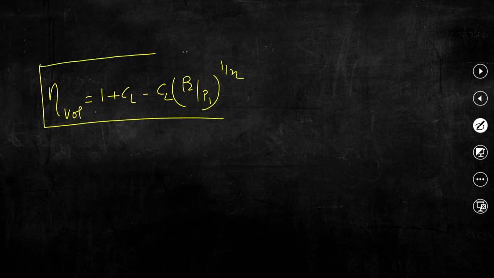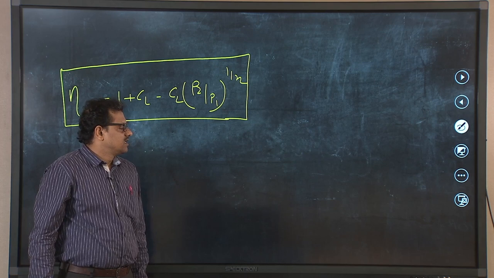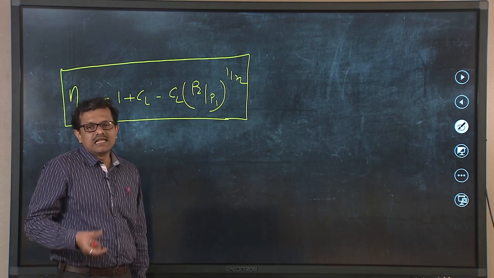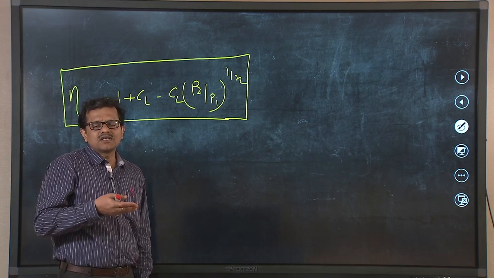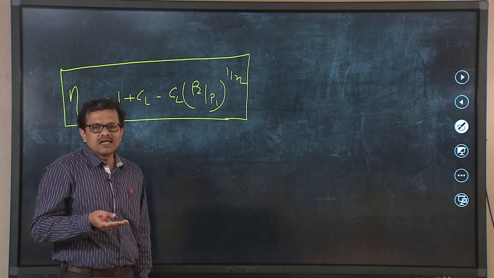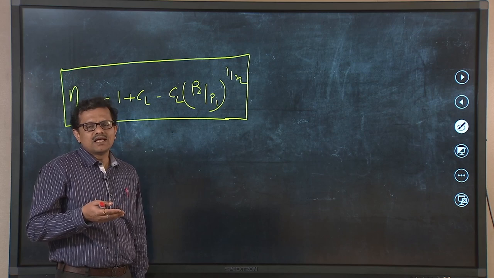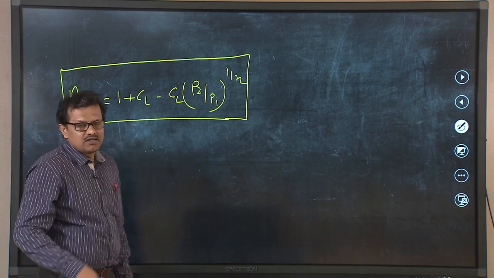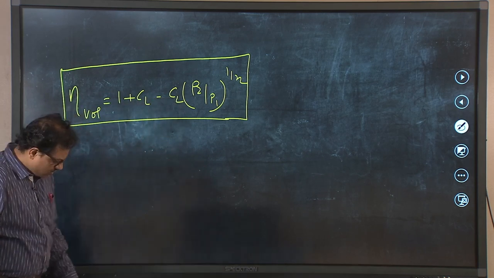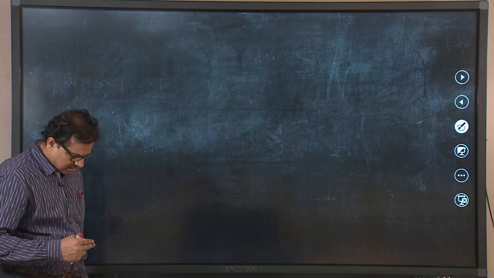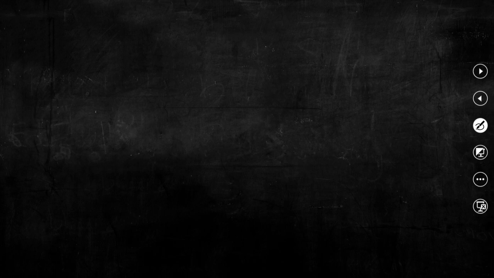So, you understand that volumetric efficiency will be reduced if we need more pressure ratio. That means if we need to raise high pressure of the working fluid, then volumetric efficiency will reduce. What is the possible reason behind it? The possible reason behind it is the leakage. Because if we need to raise high pressure of the working fluid through the compression process, certainly leakage of the working fluid will be there, and hence it will eventually reduce the volumetric efficiency.